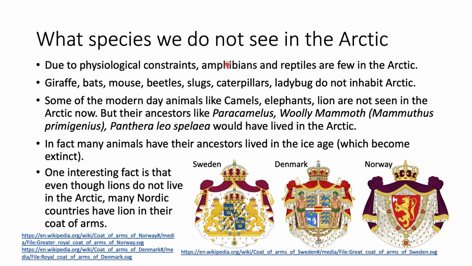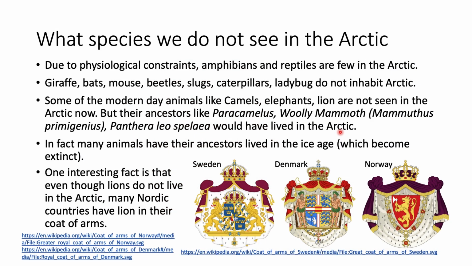So, what species do we not see in the Arctic? We have seen so many species in the Arctic, but there are many species which do not live there. Let us look at who they are. Due to physiological constraints, amphibians and reptiles are very few in the Arctic. Giraffes, bats, mice, beetles, slugs, caterpillars and ladybugs do not inhabit the Arctic. And some modern-day animals like camels, elephants and lions are not seen in the Arctic currently. But their ancestors like Paracamelus, woolly mammoth and Panthera leo spelaea would have lived in the Arctic.